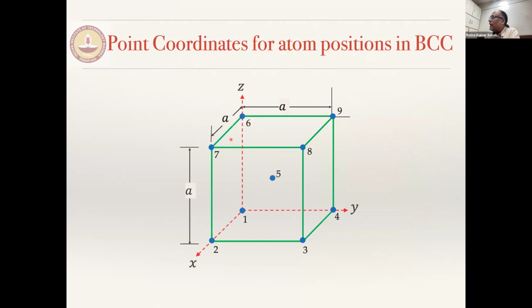Now, I'll give you one exercise. This is a body-centered cubic structure. Because it is cubic, the edge length is A. Now I would like you to write the crystallographic point representation for all these 9 atoms: 8 corner atoms and 1 center atom. Can you please write them down?